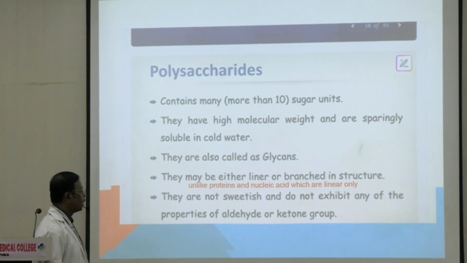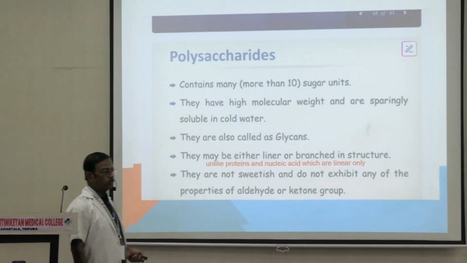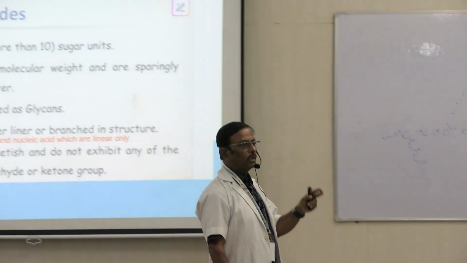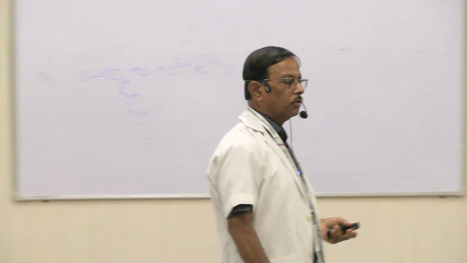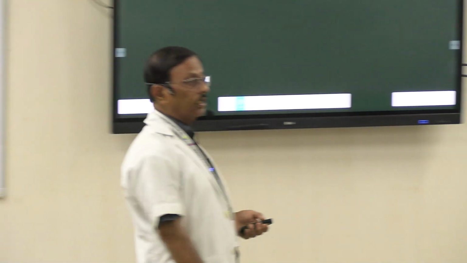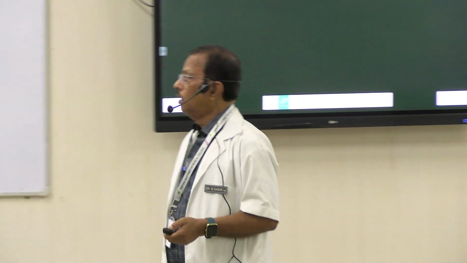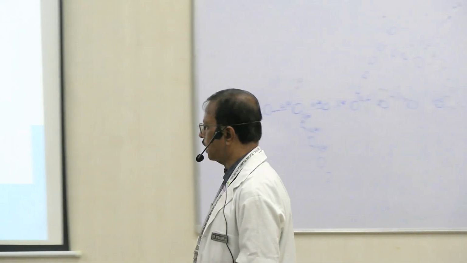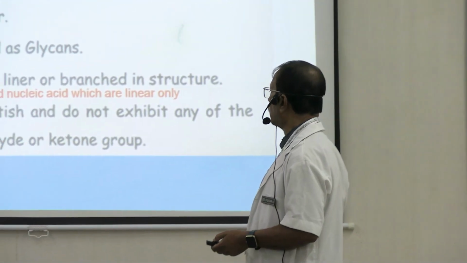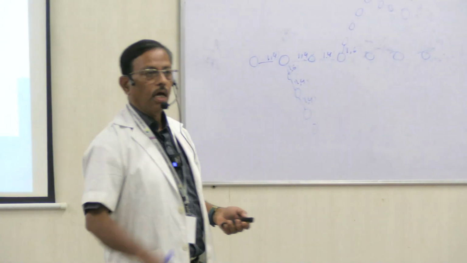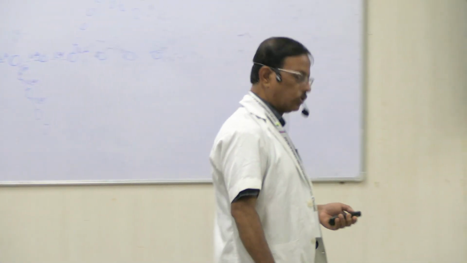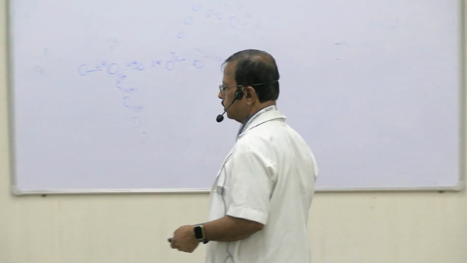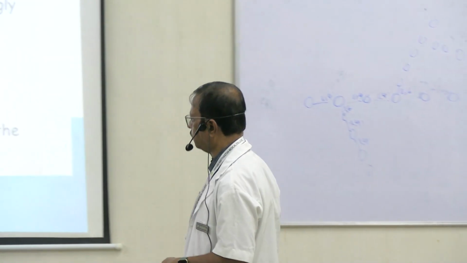They are not sweetish and do not exhibit any of the properties of aldehyde or ketone groups. Means they are not sweet. We have seen monosaccharides are sweet, disaccharides are sweet, some of the oligosaccharides are also sweet, but polysaccharides are not sweet, and they do not exhibit any reducing property. They do not show aldehyde or ketone group properties, and they do not form osazone.